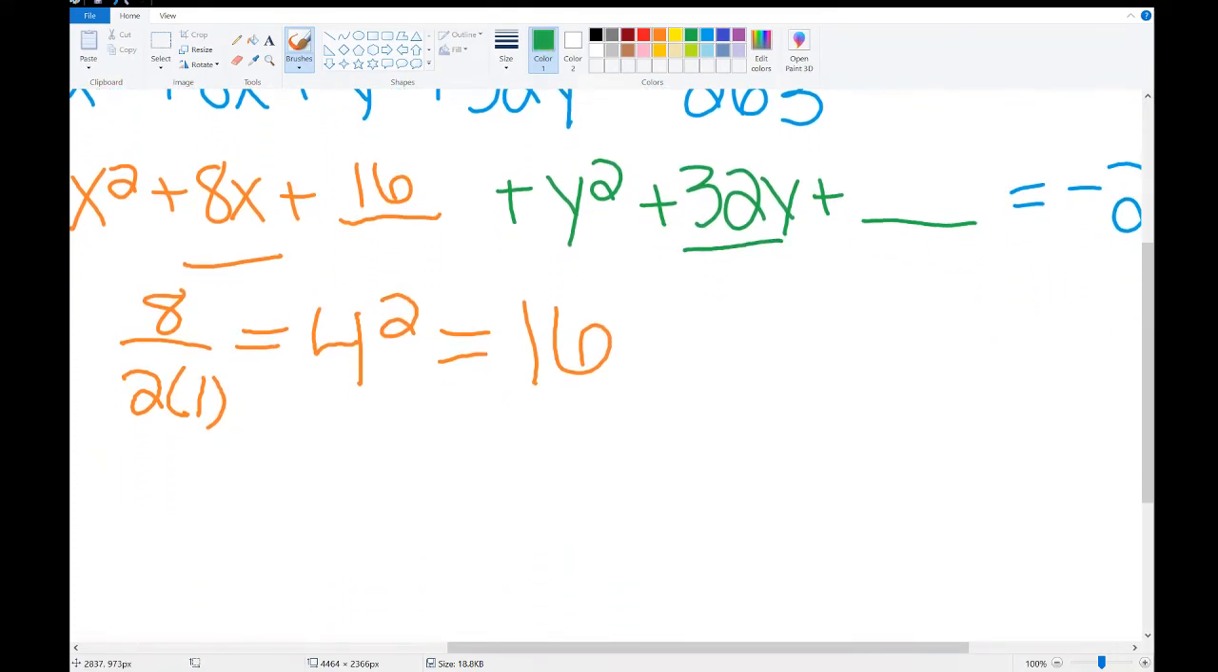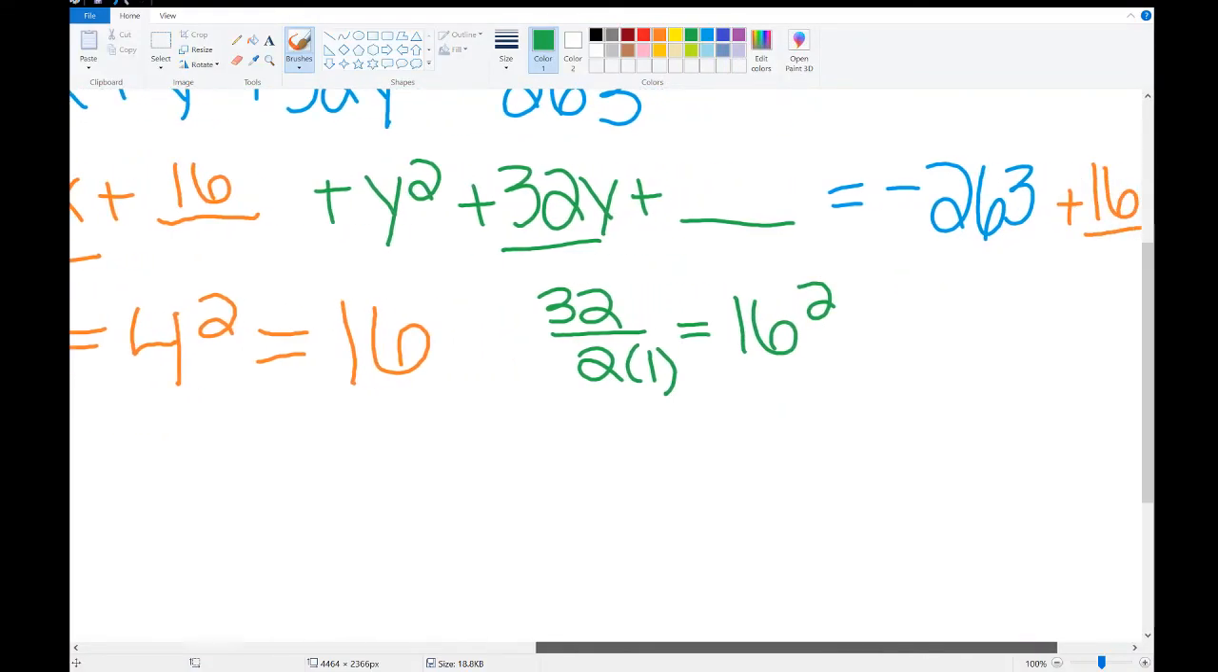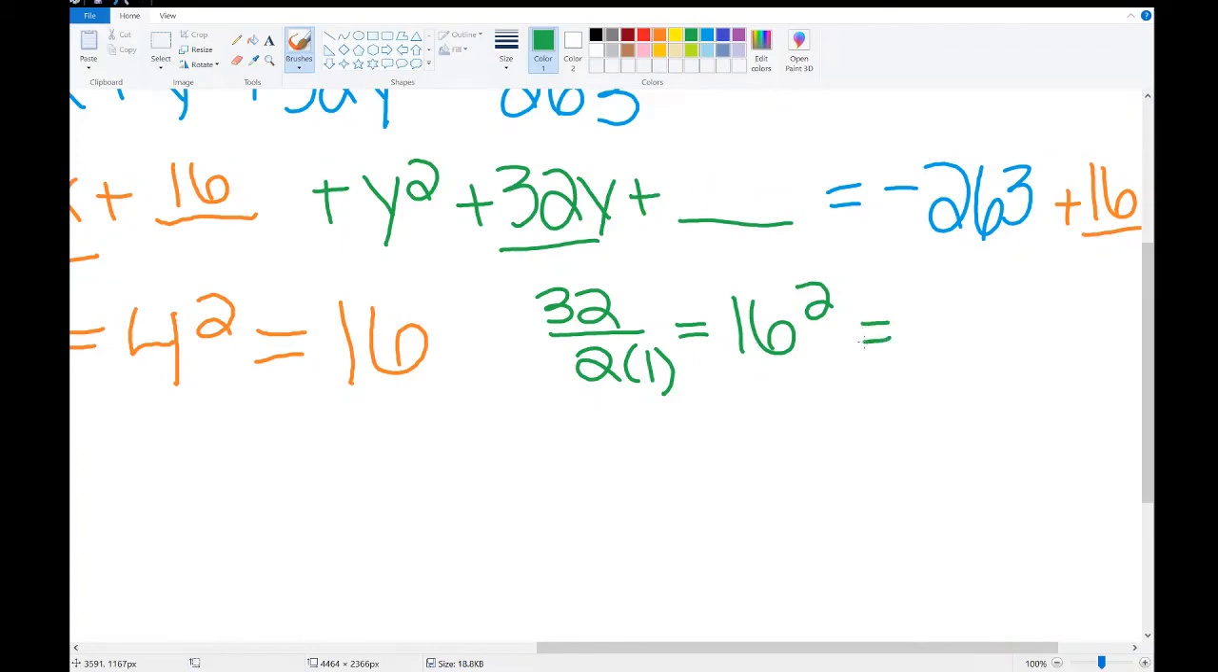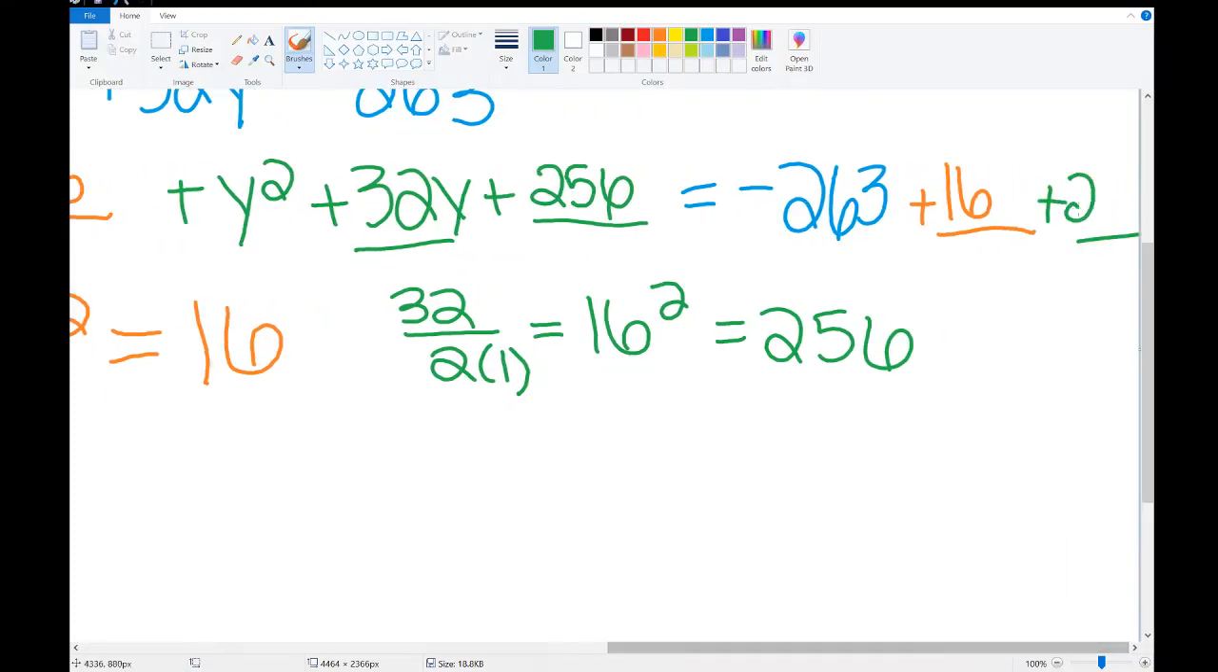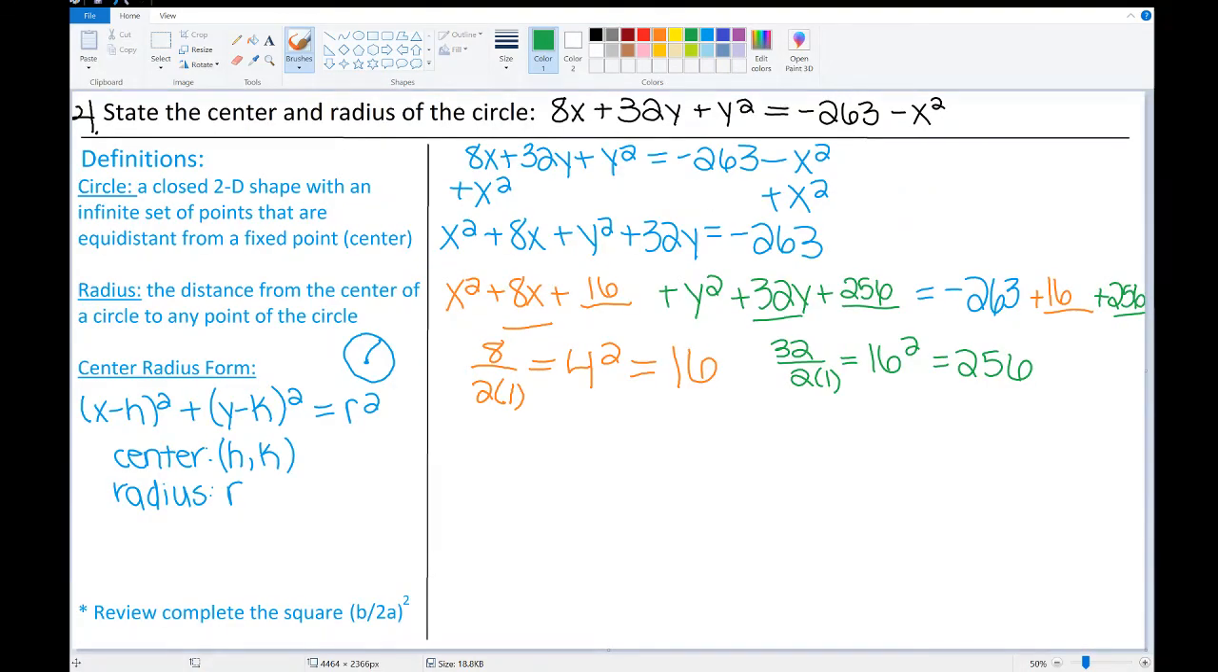Now we're going to do the other part of the equation. Our b value is 32, divided by 2a, and we get 16. Square it, and we get a really big number, which is 256. Perfect. So we just completed the square there. And now it's all easy from here. We are going to just rewrite our equation.